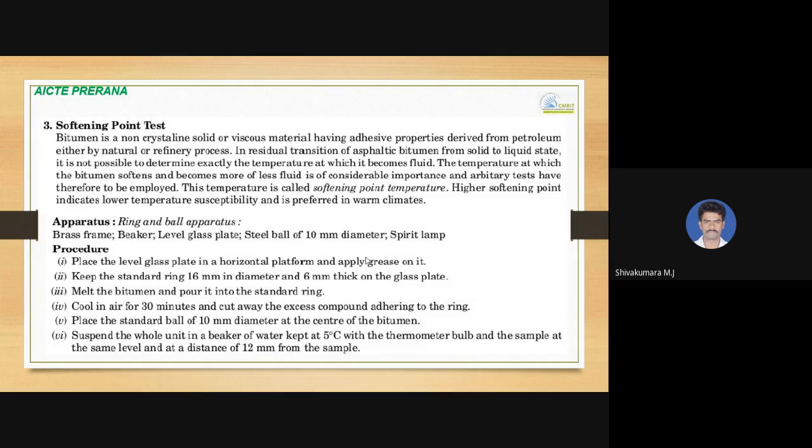Allow it to cool for a duration of 30 minutes and cut away the excess bitumen on top. Place the standard ball, that is 10 millimeter diameter, at the center of the bitumen. There will be a guide in the apparatus, and after placing, suspend the whole unit with the brass frame in a beaker of water at a temperature of 5 degrees Celsius with a thermometer. So cold water is used in this test.